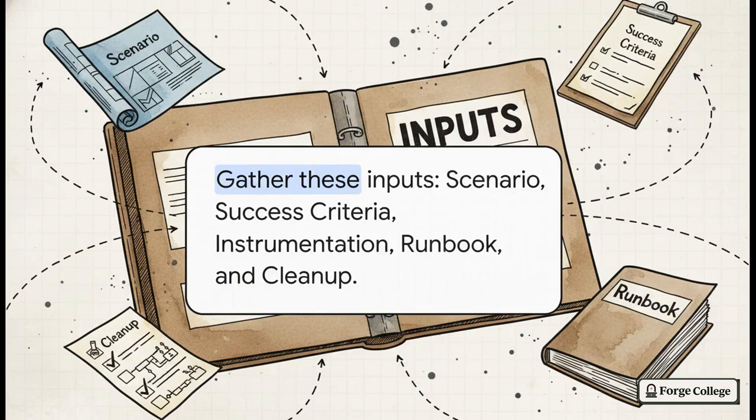Okay, before we wrap up, let's go over your homework. You need to gather these exact documents: your scenario statement, your success criteria table, your instrumentation list, your runbook, and your cleanup checklist. These documents form the concrete inputs for our next stage, because in the upcoming lesson, we're going to feed these exact documents directly into our testnet environment configuration. Having these totally dialed in is going to keep your execution focused, reproducible, and above all, safe.